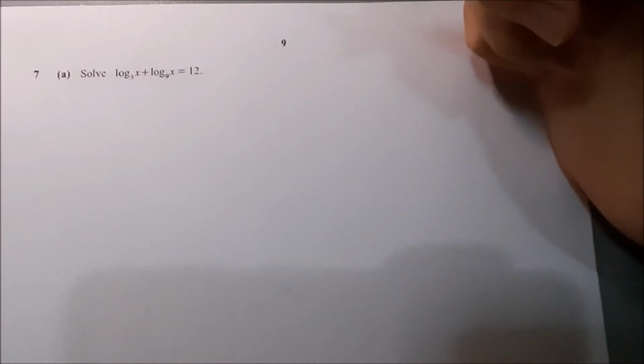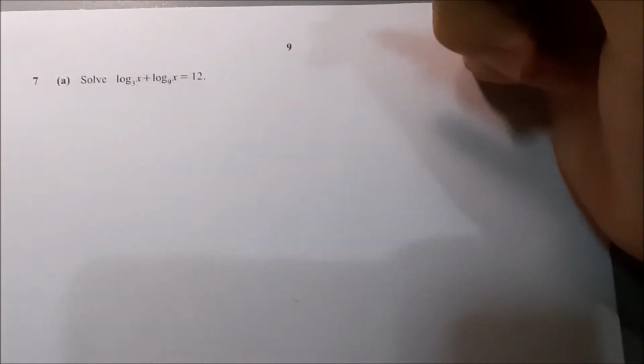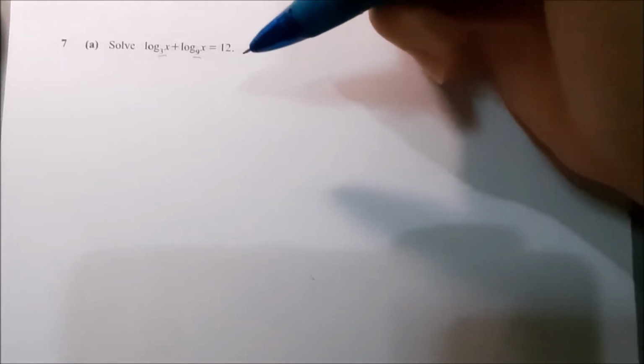Question 7a. Solve log 3x plus log 9x equals 12. To do this question, you have to change the base, which is 3 and 9, to be the same as each other. So you can either change the log base 3 to base 9, or you can change the base 9 to base 3.